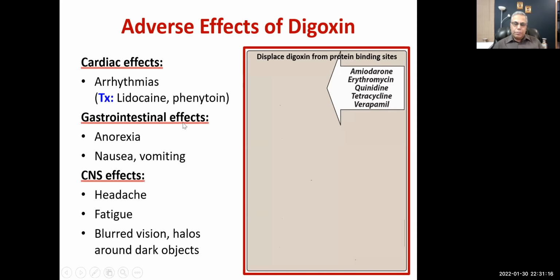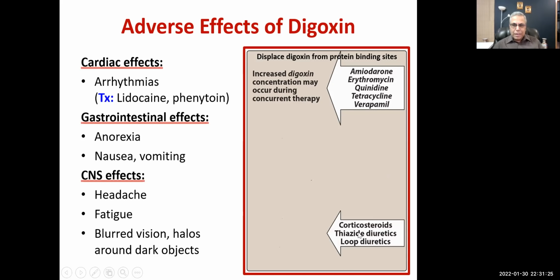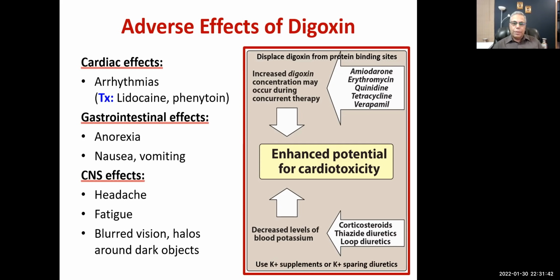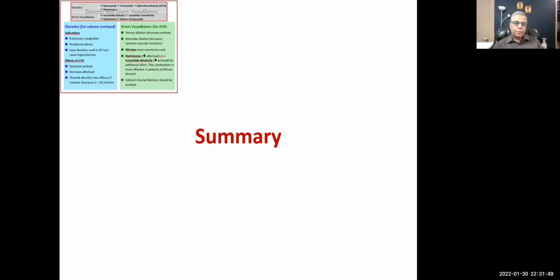And there are certain drugs that displace digoxin from their protein binding sites, and these are those drugs, okay? And the other thing is that corticosteroids, thiazide diuretics, loop diuretics, they cause hypokalemia, and all of these things can lead to enhanced potential for digoxin toxicity and cardiotoxicity. Okay, so we have to use potassium supplements, or we can use potassium sparing diuretics over here.